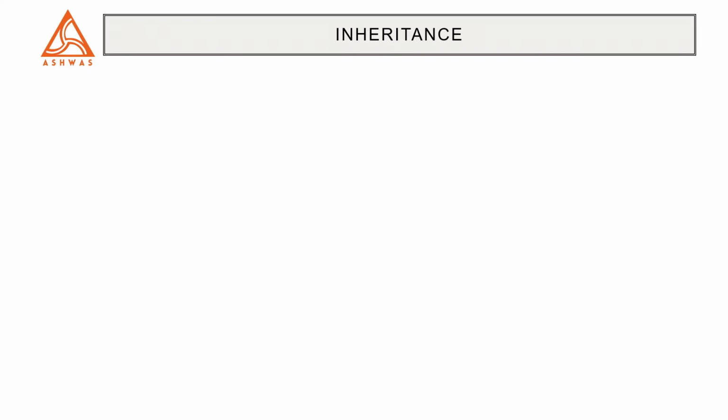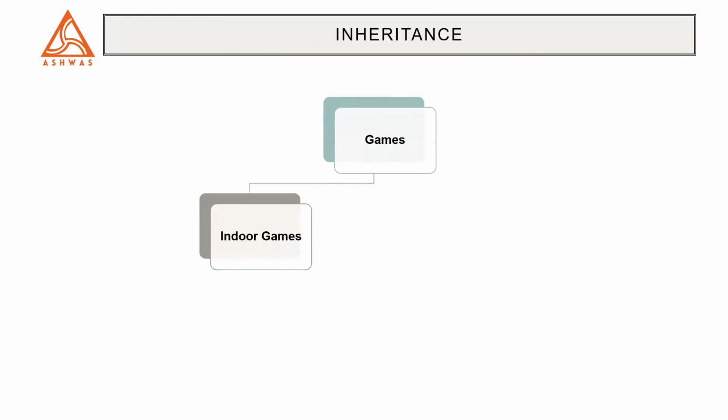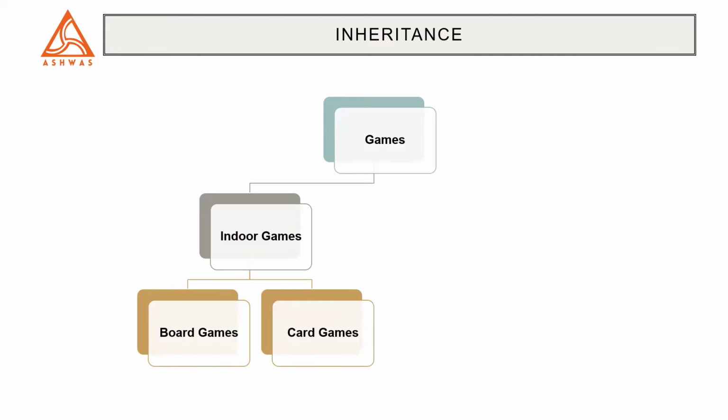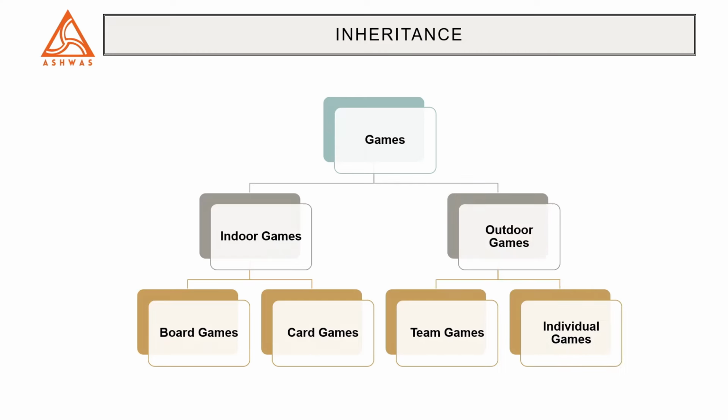To understand this concept, let us discuss games. When I say games, we could be having indoor games, and within indoor games, we could be having board games or card games. Or we could be talking about outdoor games wherein we have team games or individual games. Here in front of us is a hierarchy, a tree-like structure of different games. This is exactly what inheritance looks like.